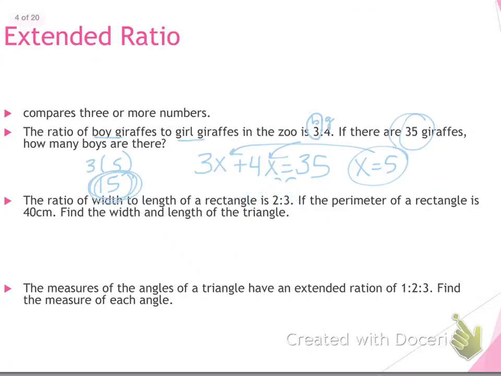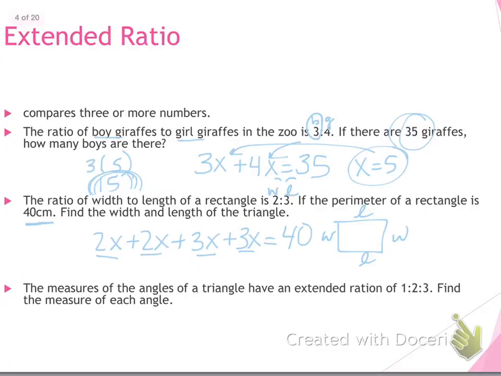Okay, I'm going to erase this so I can go to the next one. The ratio of width to length, so this is width, this is length. If the perimeter of a rectangle is 40 centimeters. Perimeter means when we add up all the sides of my rectangle. So I have 2 widths and I have 2 lengths. So when I add up all the sides, I need to include 2 widths and 2 lengths, so 2x and 2x, and 3x and 3x, equaling my perimeter, because perimeter is when we add up all the sides. So we're adding width and width, length and length. So 2x plus 2x gets me 4x, plus 3x gets me 7x, plus 3x gets me 10x.